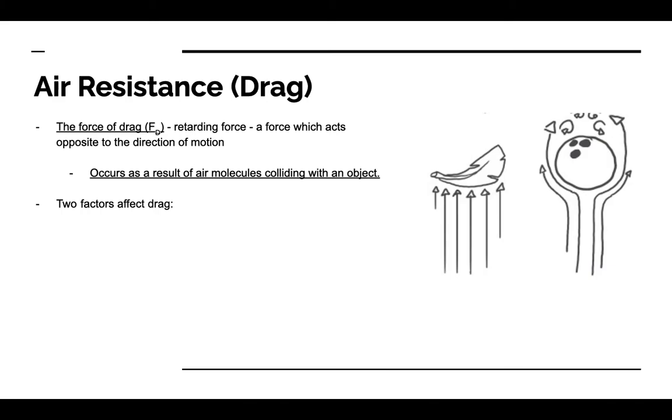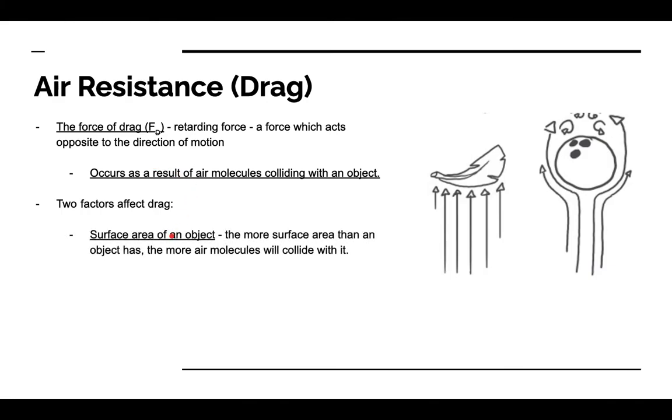So there are two factors that affect drag. The first is the surface area of an object. The more surface area an object has, the more air molecules will collide with it, which we see right here. A bowling ball tends to have a smaller surface area of contact than, say, a feather or a piece of paper, so there are going to be more air molecules colliding with a feather than with a bowling ball. Hence, when we do account for air resistance, a feather will fall at a slower rate than a bowling ball because the feather has more air resistance acting on it.